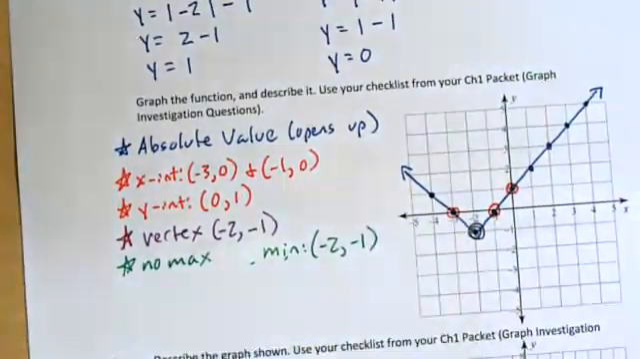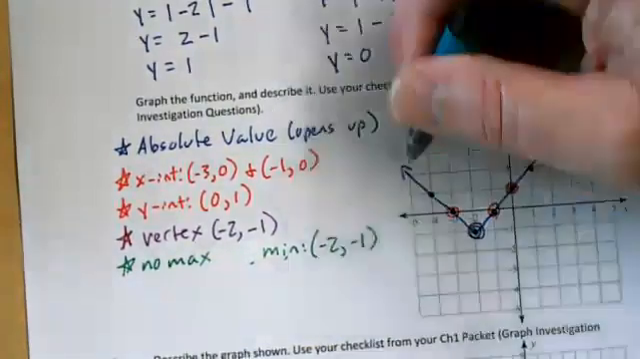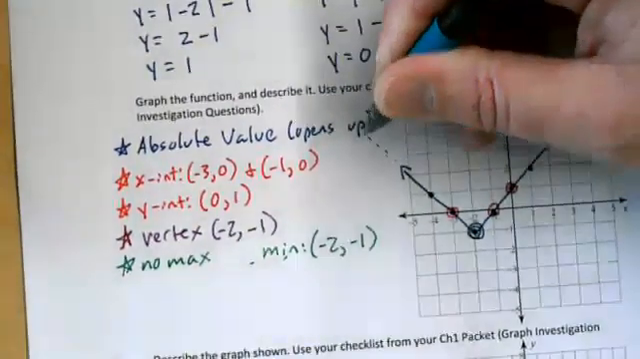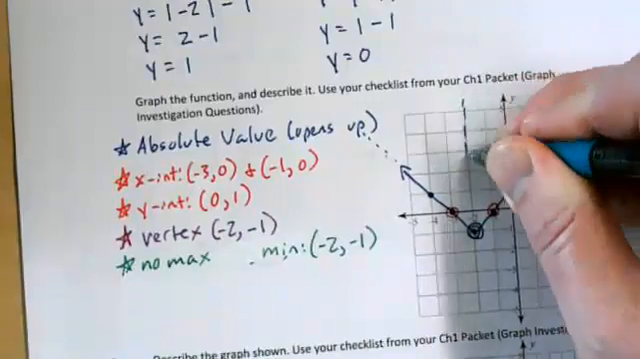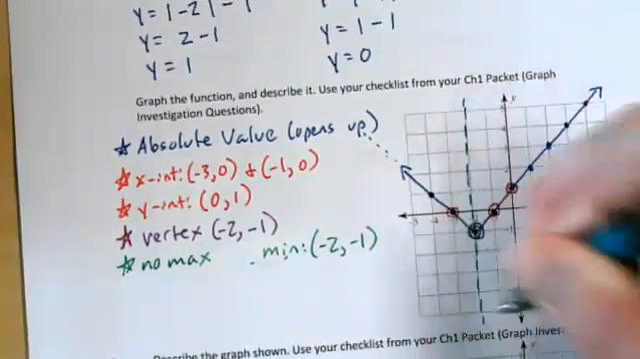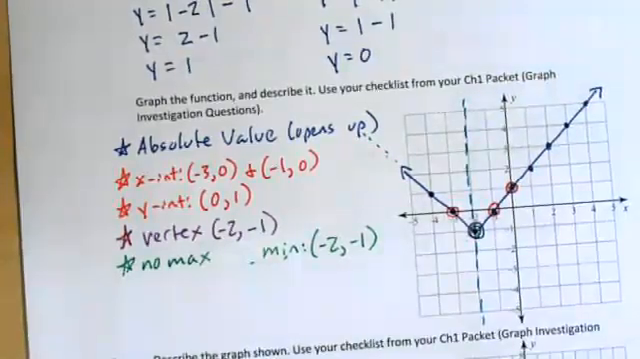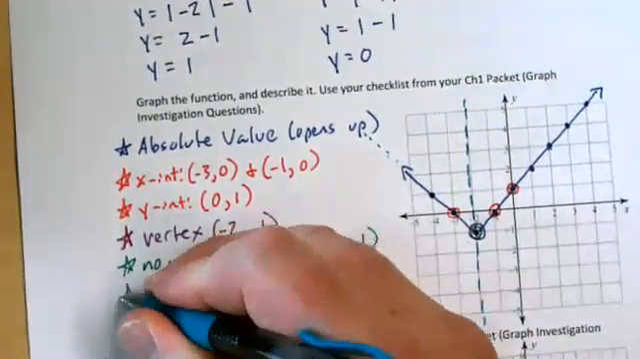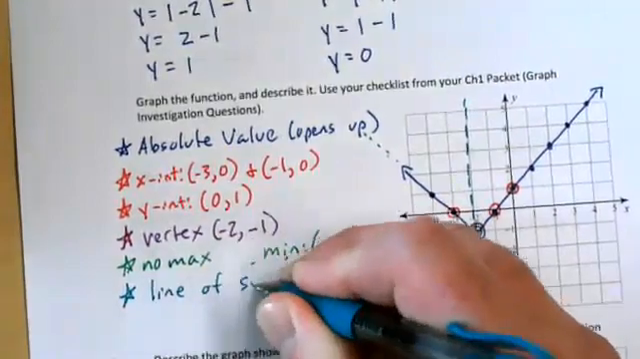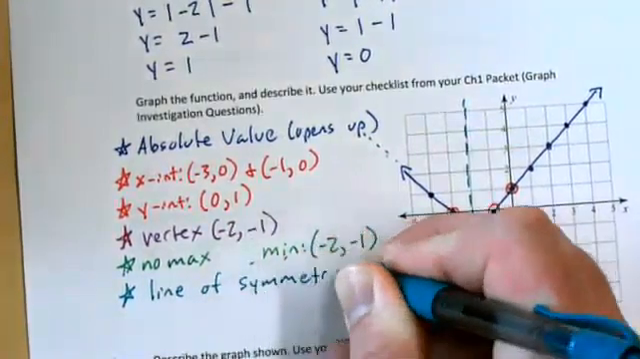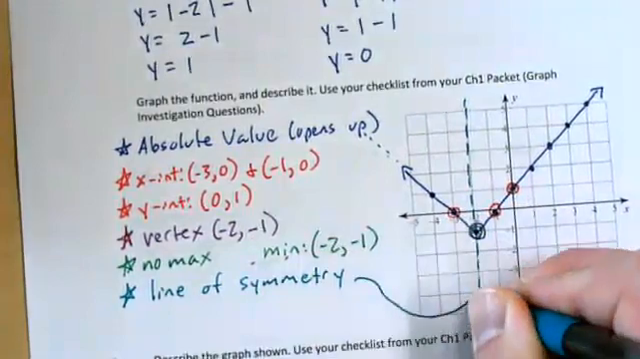And for right now, the last thing that we have on our list is a line of symmetry. Now this graph doesn't quite look like it's symmetric, but remember, it would keep going up in this direction forever and ever. So there is a line of symmetry that goes right on down here through that vertex. And so I'm going to just note that there is a line of symmetry. And I'll just draw an arrow to it.